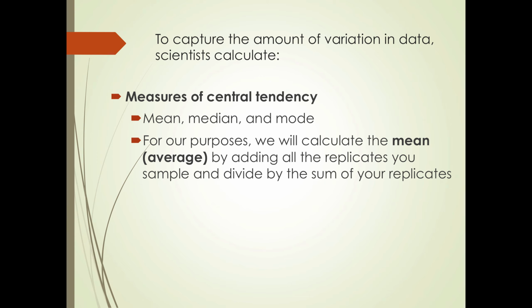To capture the amount of variation in data, scientists like to calculate things such as mean, median, and mode. For our purposes, we will calculate the mean, which is the average, by adding all replicates you sample and dividing by the number of your replicates. So if you take 10 observations, you want to add those 10 observations up and divide by the number of observations.